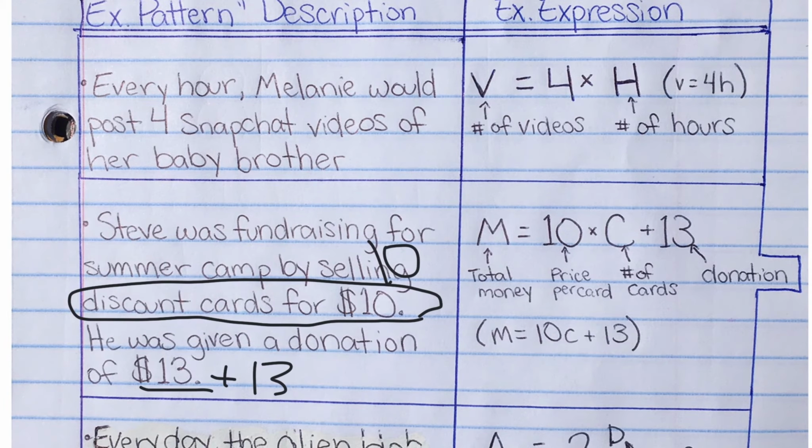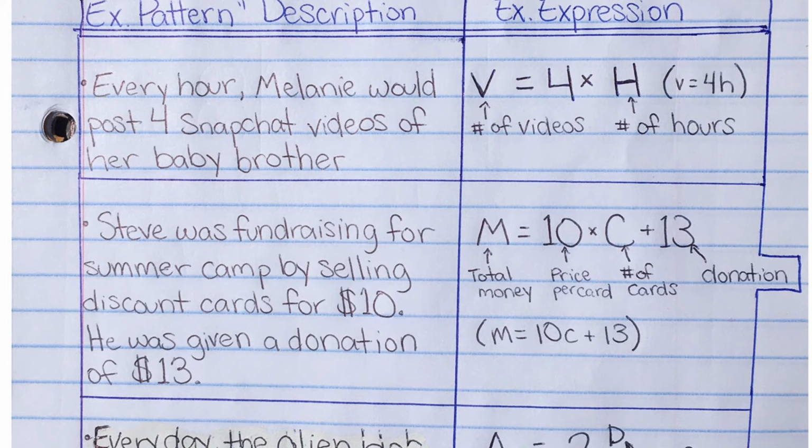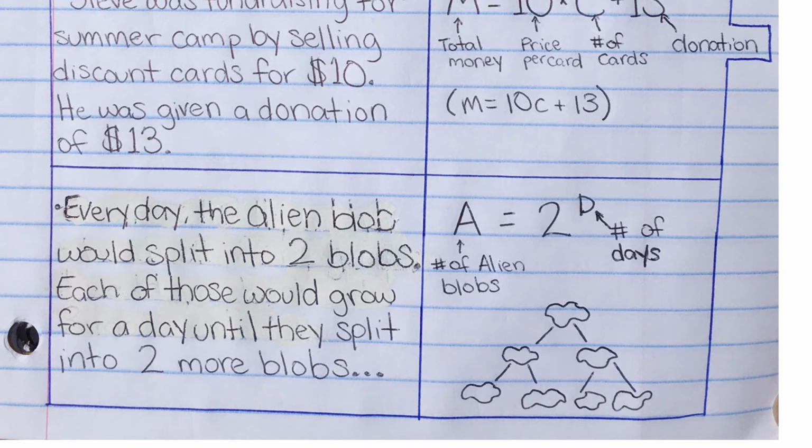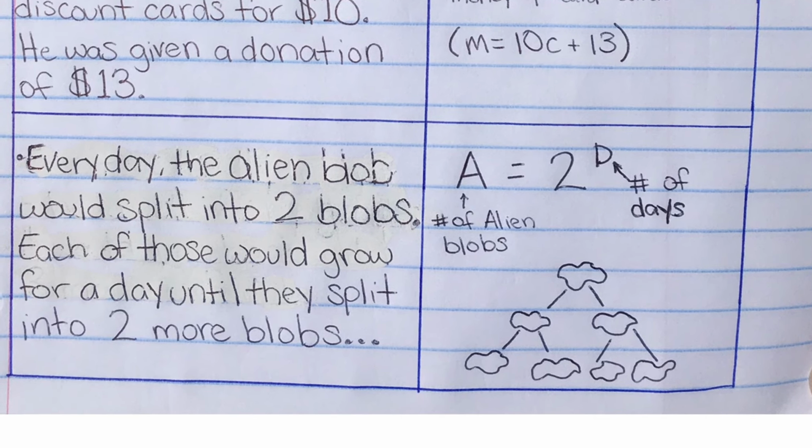Now we'll come back and look at our last example, which will be a tougher one to really comprehend, so we'll do many examples of these in class as much as possible so we can really understand the exponents, because a lot of times exponents can be the trickiest to comprehend. So our example says, every day the alien blob would split into 2 blobs. Okay, so one blob turns into 2, and each of those would grow for a day until they split into 2 more blobs. So every blob splits into 2. Every day, each blob splits into 2 more.